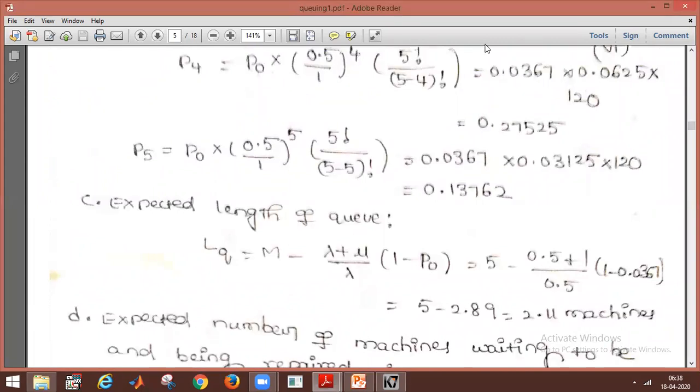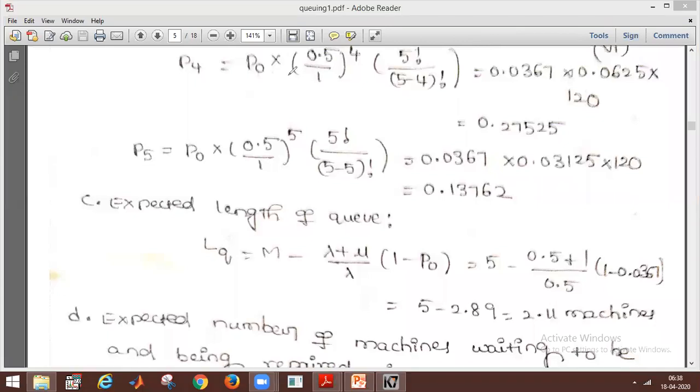We have to calculate the expected length of queue. Expected length of queue means the formula is m minus (lambda plus mu) by lambda into (1 minus P naught). Here m is the number of machines, and this is lambda and mu. The values will be substituted in the above formula, and we will get 2.11 machines.